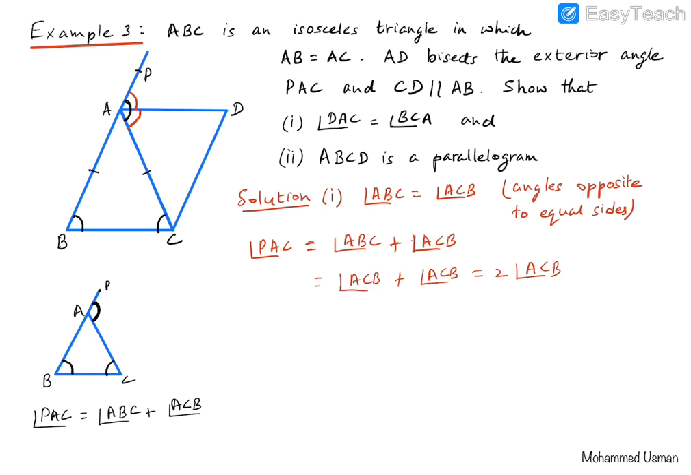The next thing is, we also know that the angle PAC is bisected by the line AD. So the angle DAC is half of angle PAC, right? Or PAC is 2 times DAC. Since the line AD is bisecting the angle PAC, the angle PAC is equal to 2 times the angle DAC. DAC is this angle over here. So the total angle PAC will be equal to 2 times DAC.